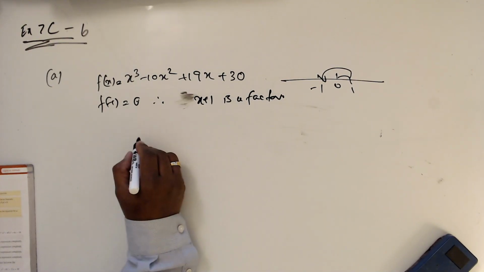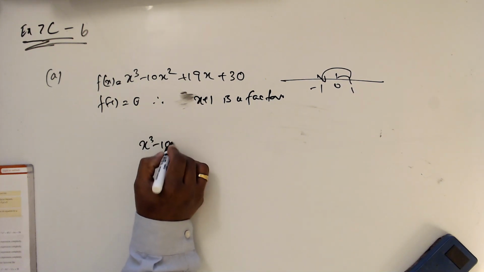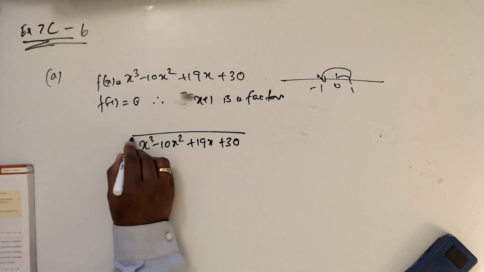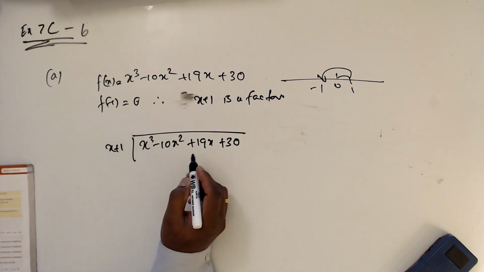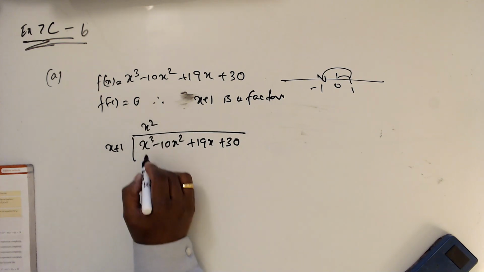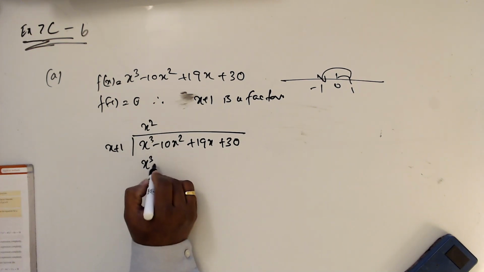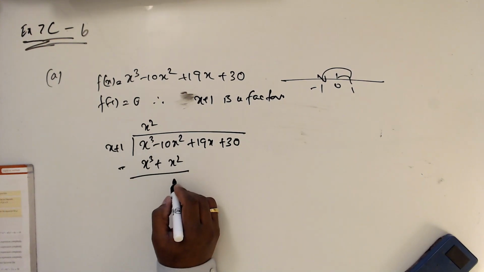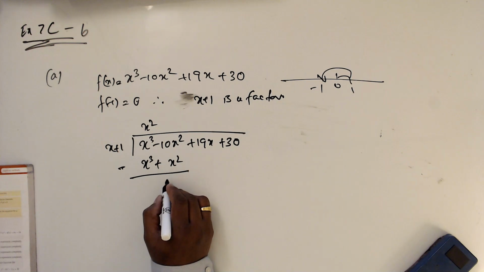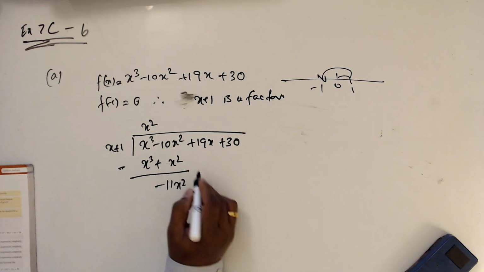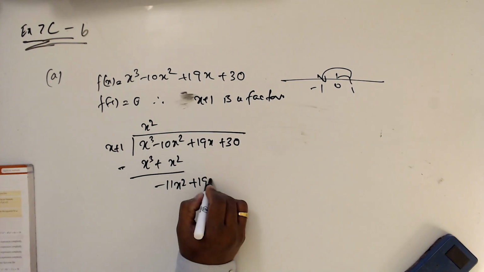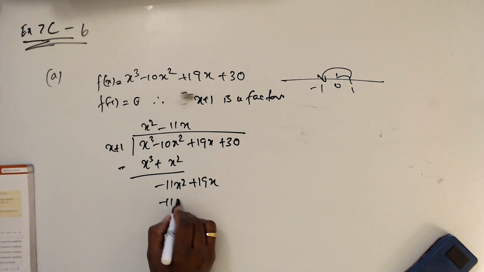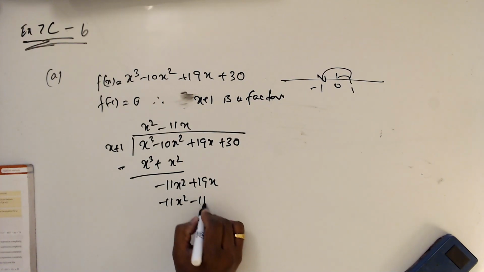Then we'll divide this one: x cube minus 10x square plus 19x plus 30 divided by x plus 1. This is x square, this is x cube, and plus x square. Then we'll subtract this one. This is going to be minus 11x square. I'll bring this 19x down. Then this is going to be minus 11x, minus 11x square, minus 11x.